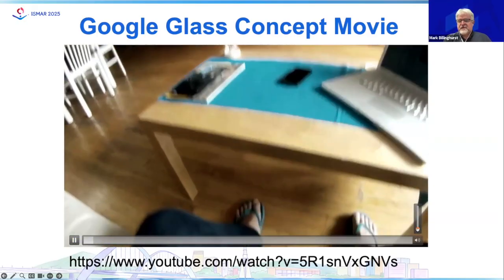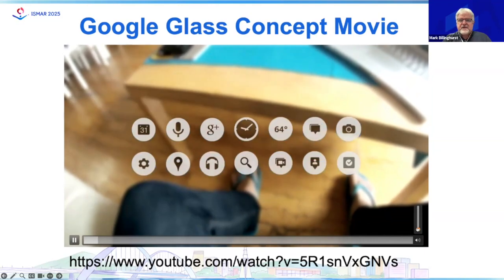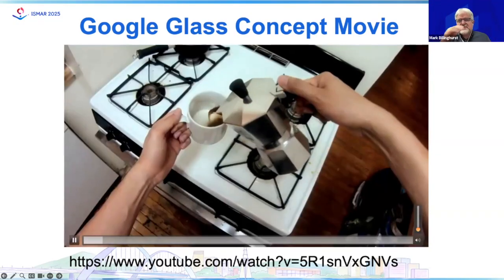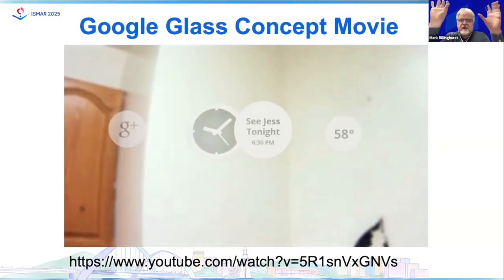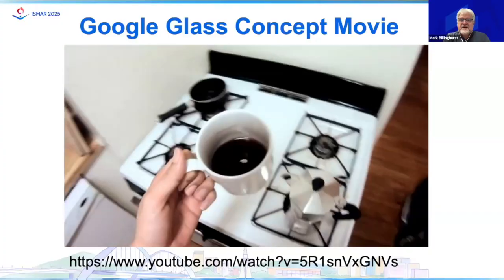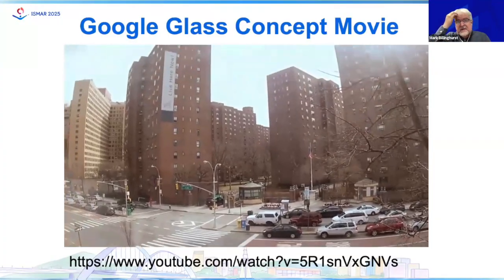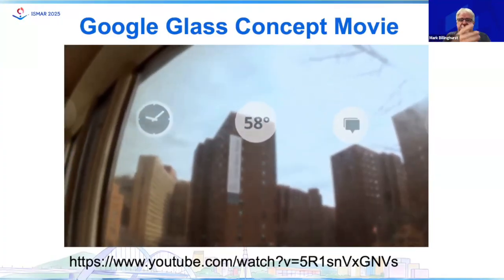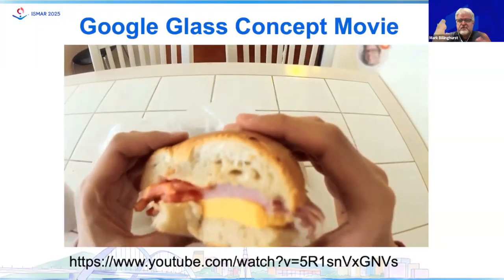And in the first version of Glass, they had this bubble interface. So you can see the idea was you'd be doing your everyday tasks. You could look up in the sky and you can see bubbles, and then you could activate things by looking at them. So in this case, he looks at the temperature bubble. It tells him what the rain temperature is.